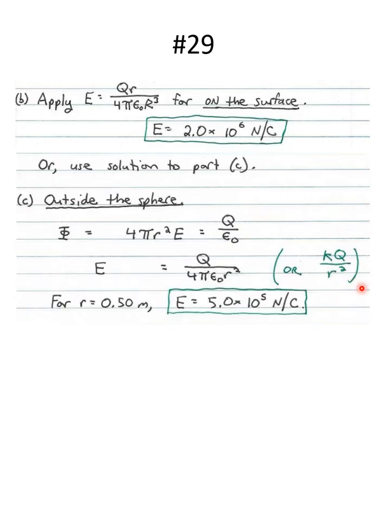K times q over r squared, or charge over 4 pi epsilon naught r squared. If you go back to the top, this is how I showed you to solve for part B. Notice that since the little r and the big R are equal to each other, little r over big R cubed just becomes r squared on the bottom. And that's the solution to part C. So however you do part B, actually there's only one way to do part C. The answer here, when we plug in r equals 0.5 meters, we get 5 times 10 to the 5th newtons per coulomb.